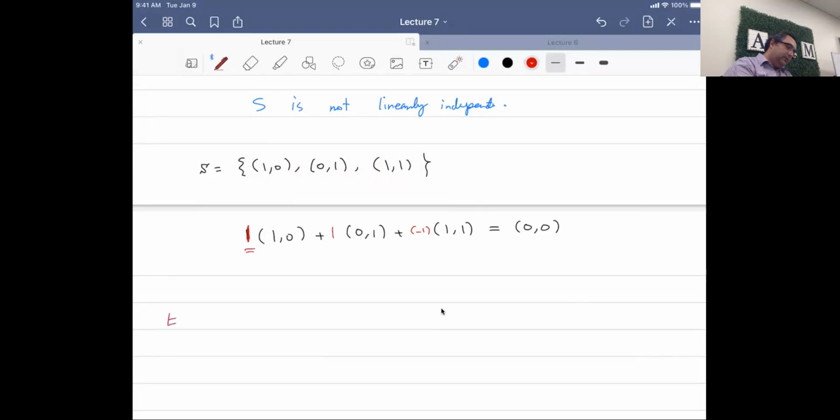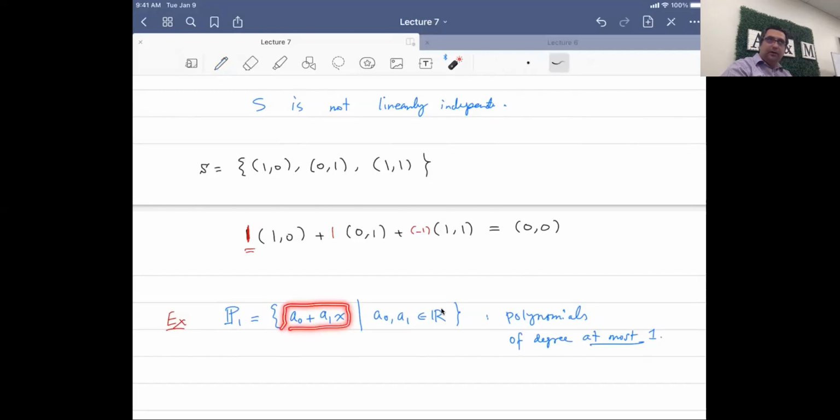So let's think about an example which is more abstract. P1 is the set of all polynomials of degree at most 1. Polynomials of degree at most 1 will look like this: a0 plus a1x, where the coefficients a0 and a1 are real. Why didn't I say polynomials of degree 1? I say at most 1 in this definition because it's not clear that this polynomial has degree 1 unless a1 is non-zero. a1 could be 0. Then this is a polynomial of degree 0.